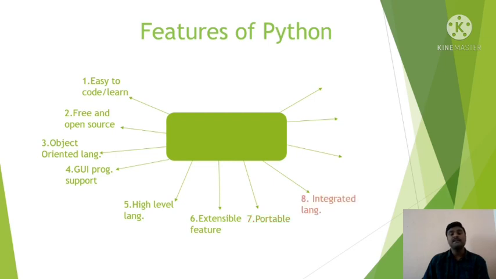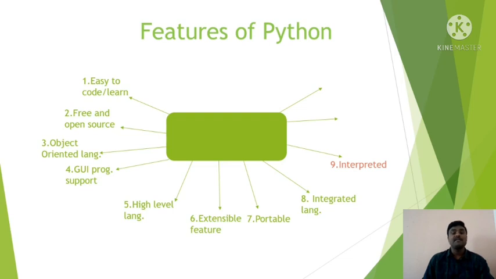Eighth is integrated language. Python is also an integrated language. So what is an integrated language? We can easily integrate Python with other languages like C, C++, etc. So we can merge it with other languages, whether it is C, C++ or any other languages, we can combine it with them. So that is why Python is also known as an integrated language.